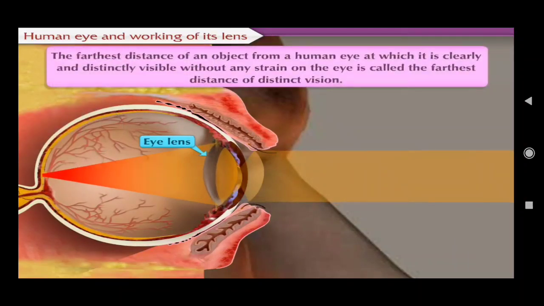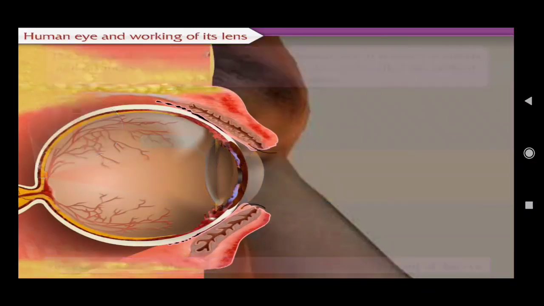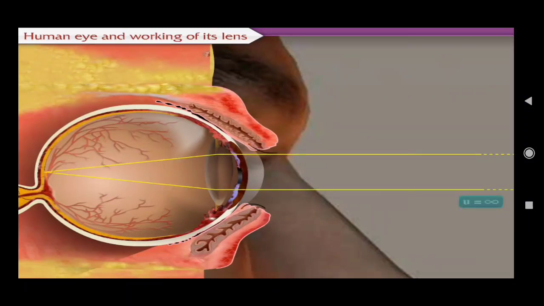The farthest distance of an object from a human eye at which it is clearly and distinctly visible without any strain on the eye is called the farthest distance of distinct vision. The position of the object at this distance is called the far point of the eye. For a normal human eye, the far point is at infinity.